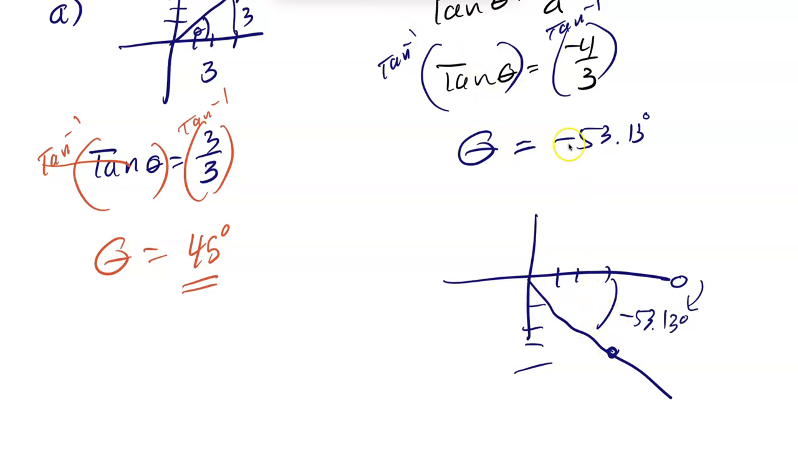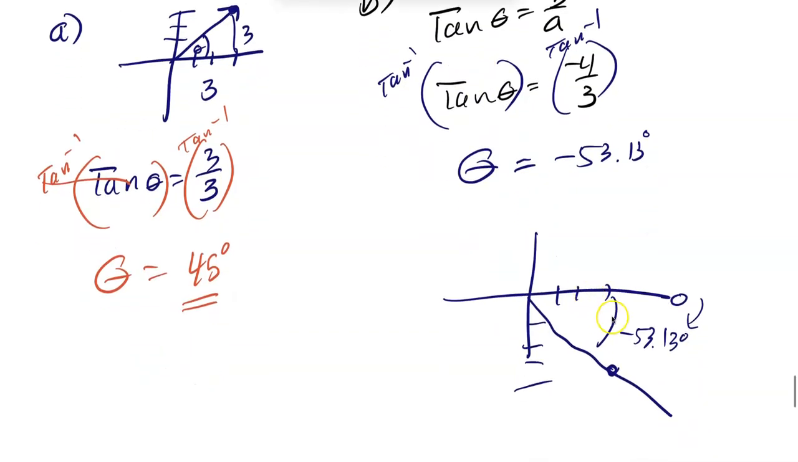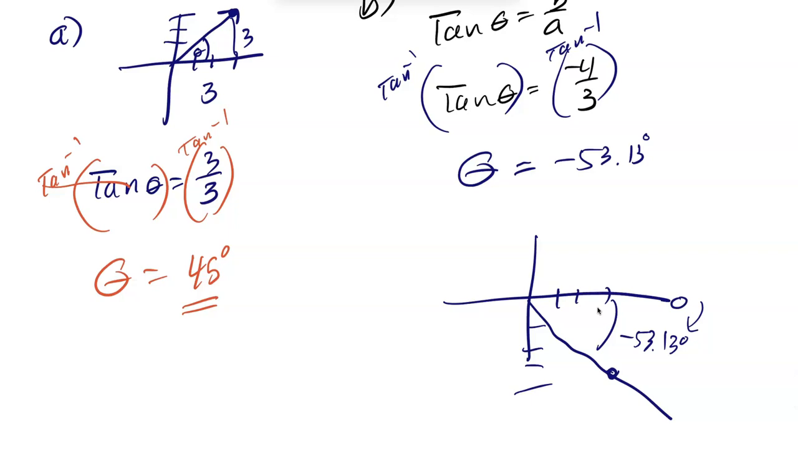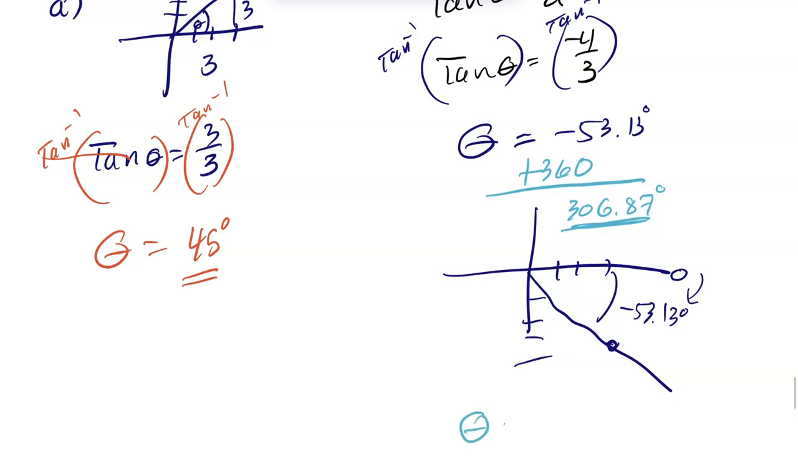We generally want our angles to be between 0 and 360. So to fix this, we're going to find a coterminal angle, and we get 306.87. So that is our angle for that vector, 306.87. And that's the lesson.